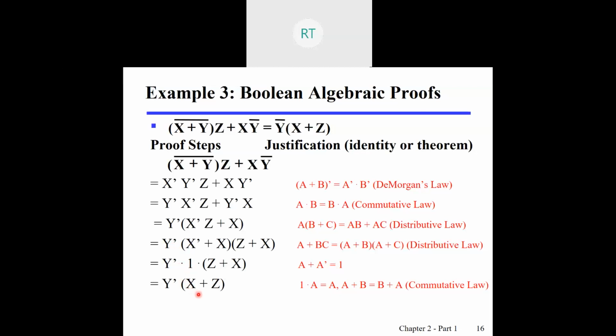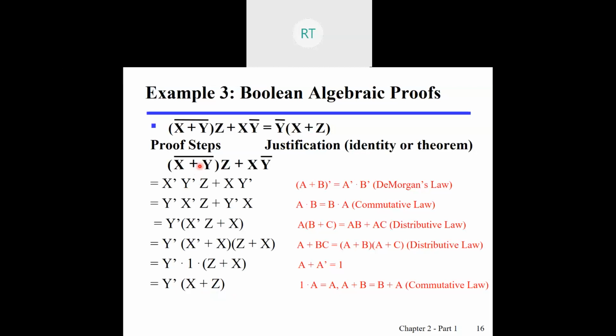Again, this is the commutative law. So z plus x is the same as x plus z. And this is the answer that I am looking for. Okay? So the rules that I used here, we start with De Morgan's law, which is x plus y bar.